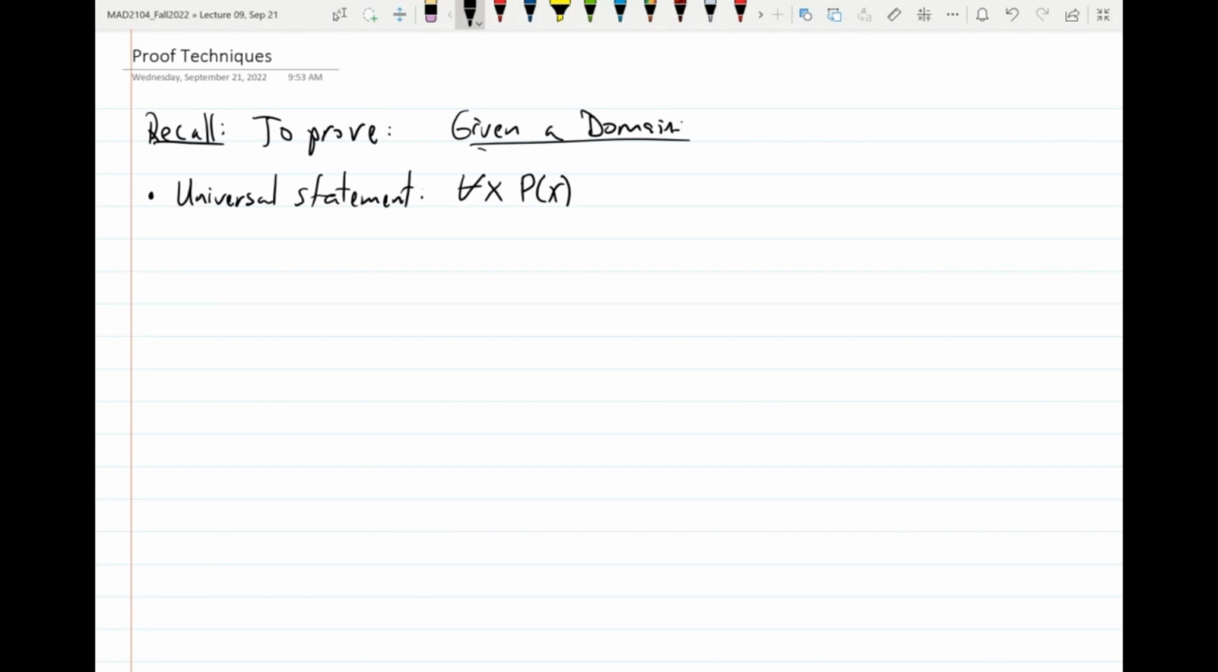We did this in the previous section. What does it mean for this to be true? That every value in the domain makes p of x true. Exactly, that p is true for every value in the domain. So if you want to prove something like this, you need to argue that no matter what x is, p itself is going to be true. In other words, a universal statement is true if and only if p of x is true for all x in the domain. Let's say the domain is D, for all x in D.